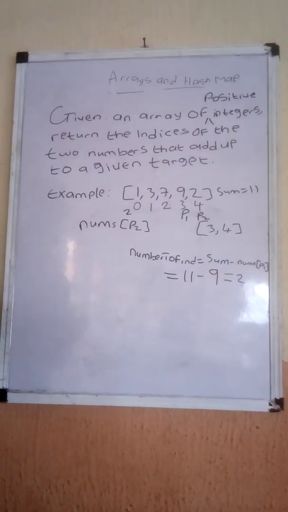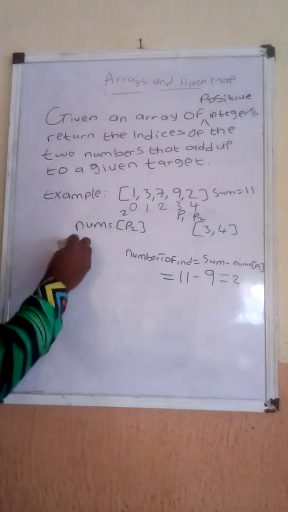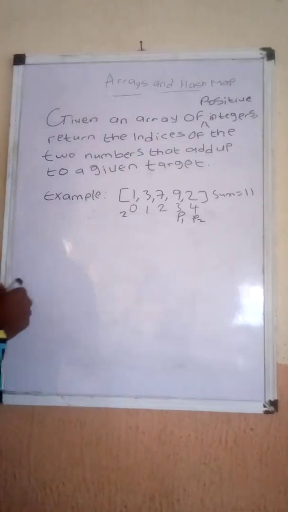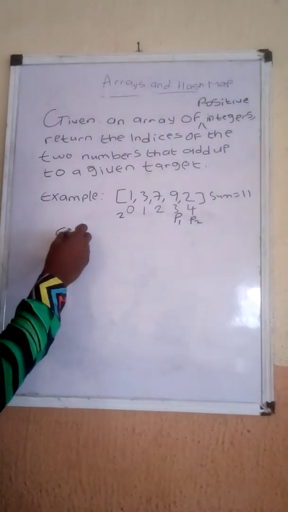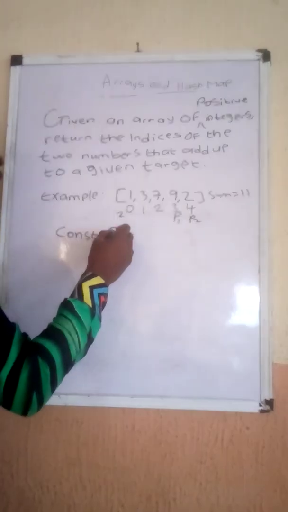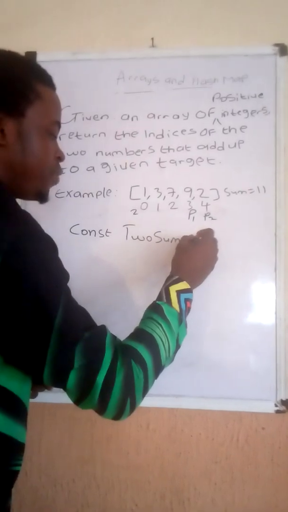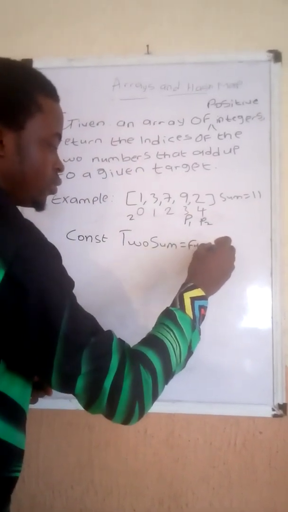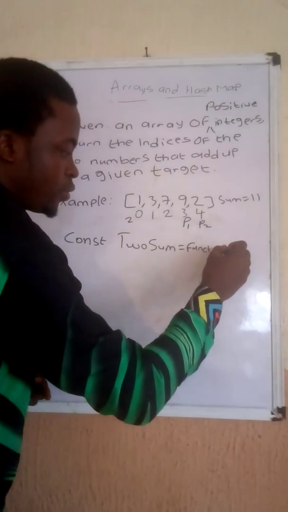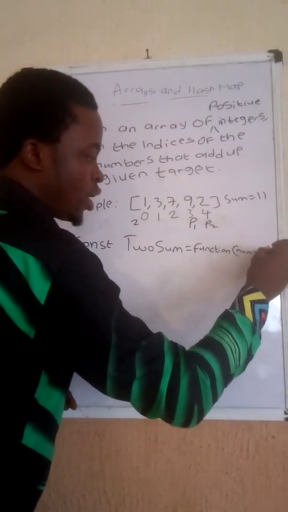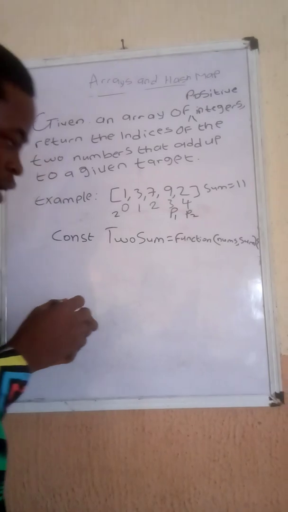So I think this is very basic. Let's code out this solution. We have const twoSum. This is a question on LeetCode. So we have a function. We have nums and sum; these are the two arguments we will receive.